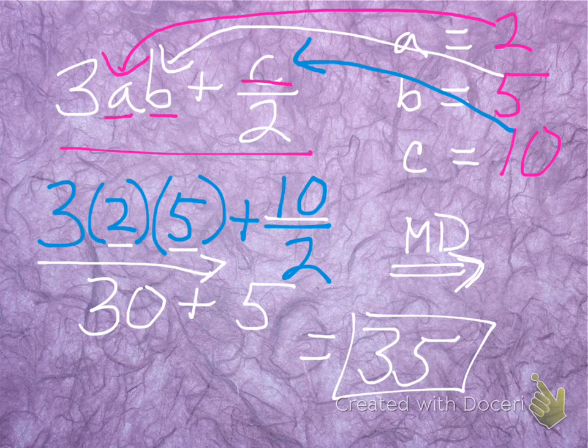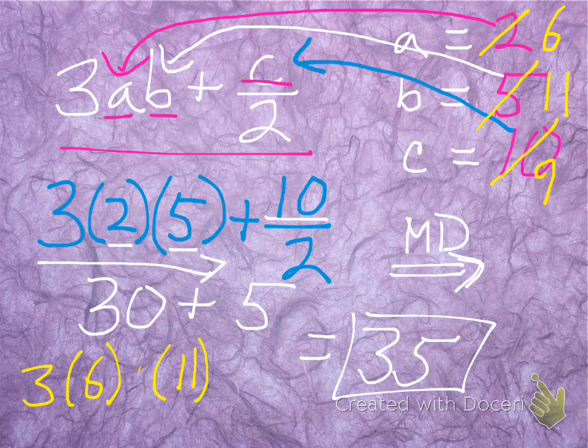Now, if we change the values for A, B, and C, let's change them to a different number. So let's say that instead of 2, 5, and 10, make up 3 numbers. A is going to equal 6, B is going to equal 11, and C is going to equal 9. Do the same thing here, and we'll do 3 times 6 times 11 plus 9 divided by 2.